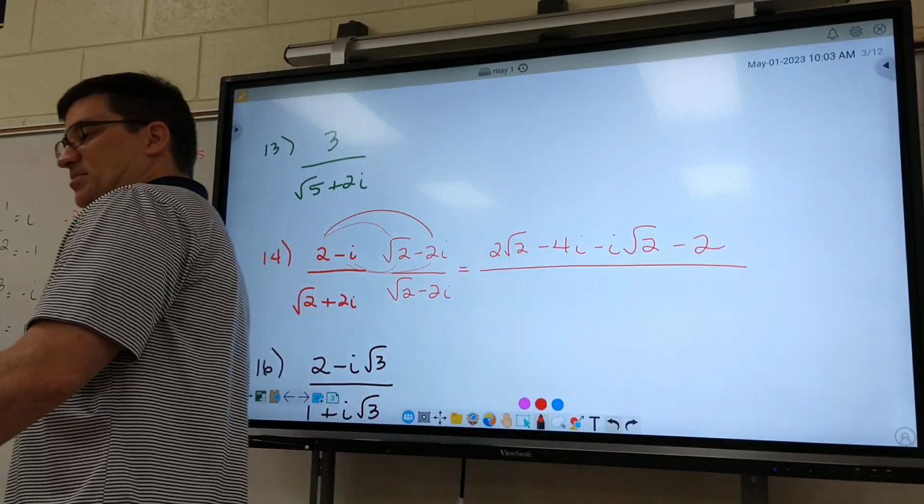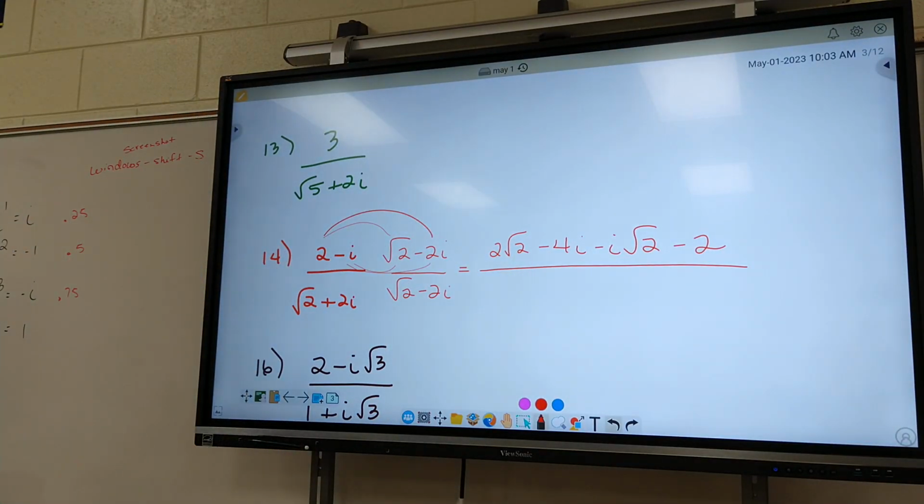All right, do the bottom. The bottom should be easy. And then we'll see if we can add up any like terms on the top. Pretty messy. Wait, hold up. Go ahead, Leanna.